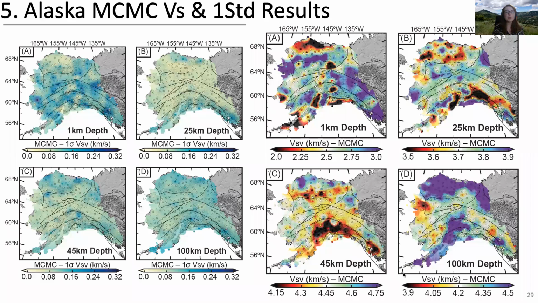We are also able to observe uncertainties by the standard deviation of our posterior distribution and observe these at depth to better understand our measurement sensitivity. I'm showing these here for the same corresponding depths for 1, 25, 45, and 100 kilometer depth to show the range of sensitivities.